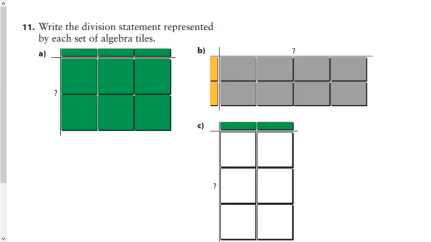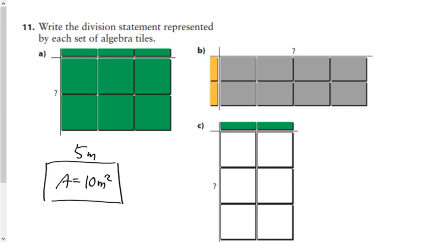Question 11 says write the division statement. Now we talked about before, if you had an area of 10 square meters, and I told you the length of this was 5 meters, it wouldn't be too difficult if I said, what's the width? A lot of you would know it's 2 meters. And if I said, how did you know that? You would say, well, 5 times 2 is 10. But what you really did is that you took the area and you divided it by a side length to get the other side.